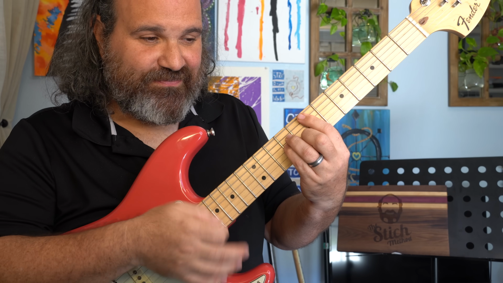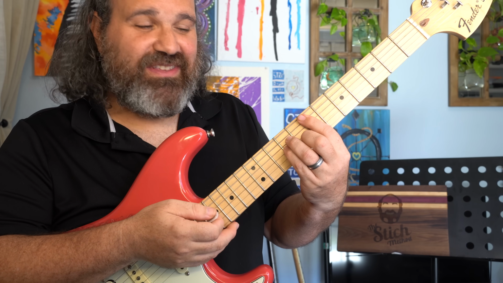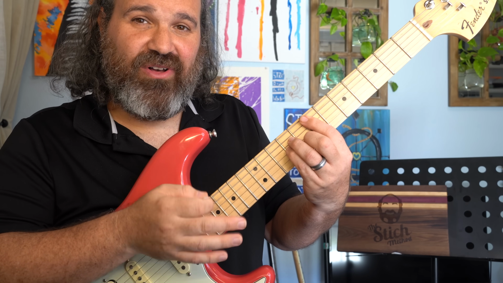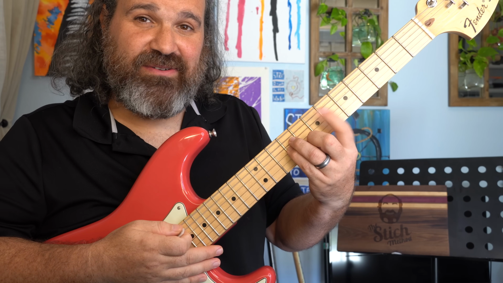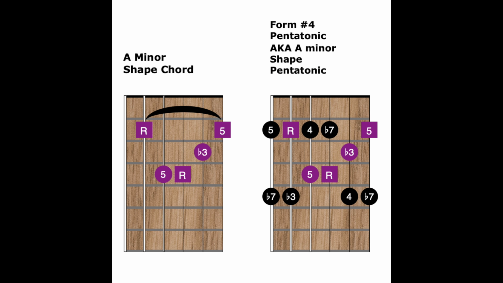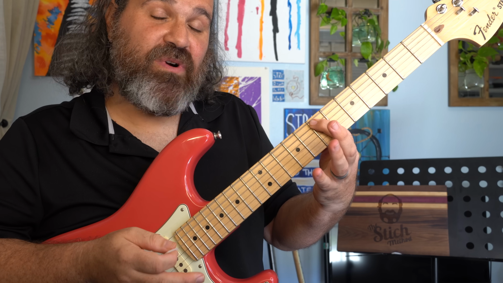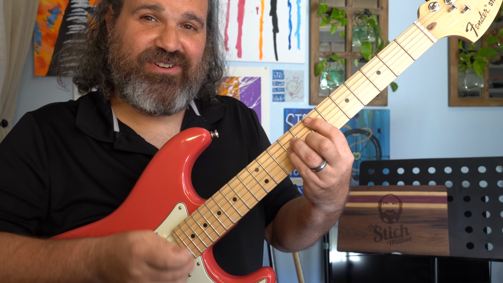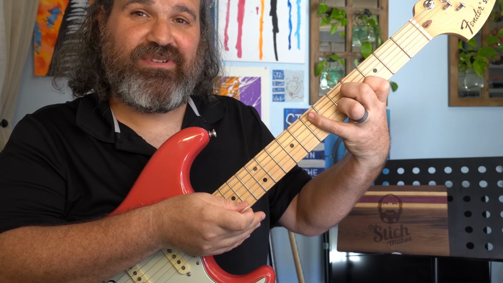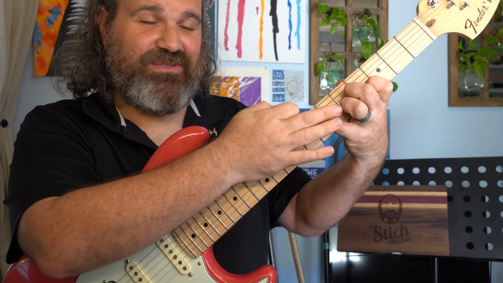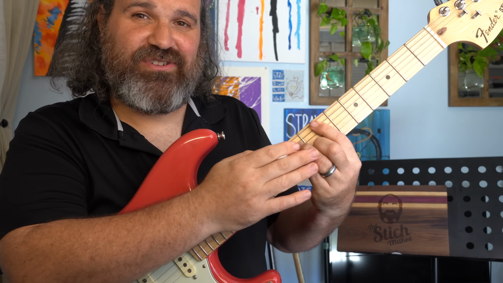5, 1, 5, 1, flat 3, and 5. And now, if you look, you can see that this chord shape also goes with what we call a form 4 pentatonic. Now this is an E minor chord because of this root note. So if I play the form 4 pentatonic right on top of it, and I think of my chord root note as the root of what I'm starting, I get an E minor pentatonic.